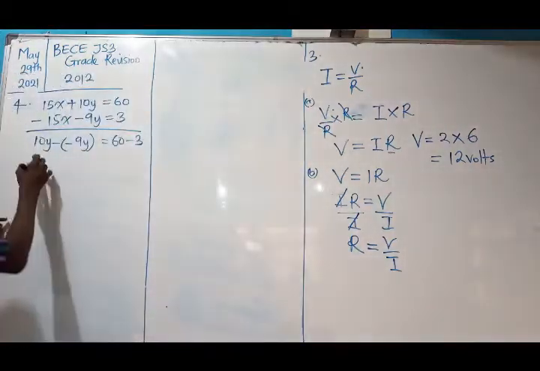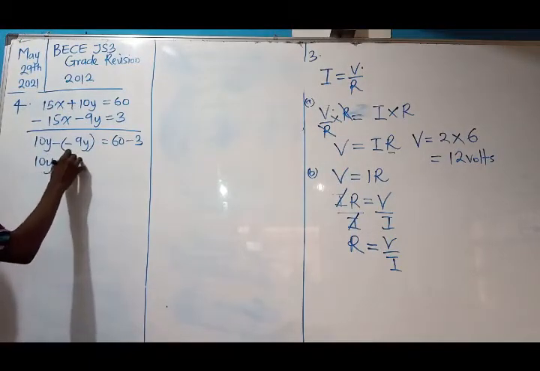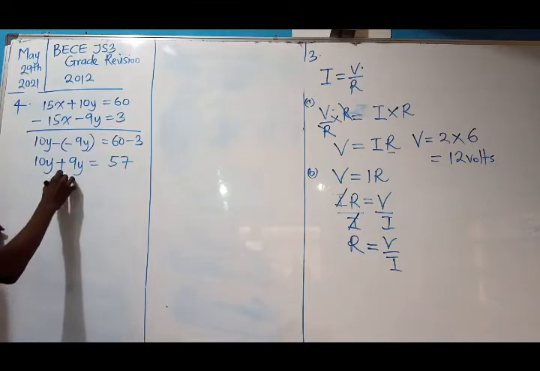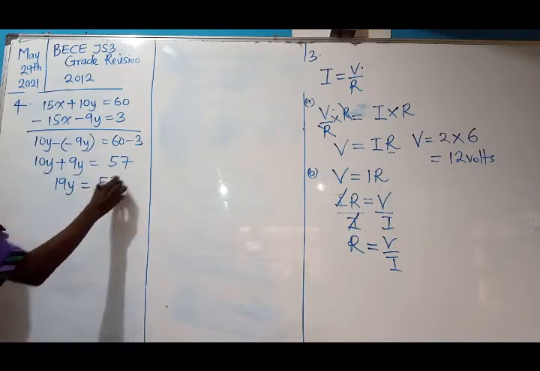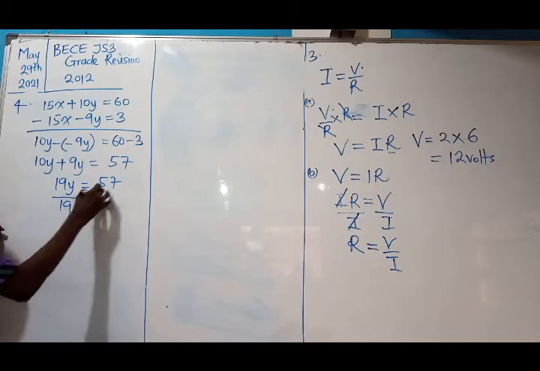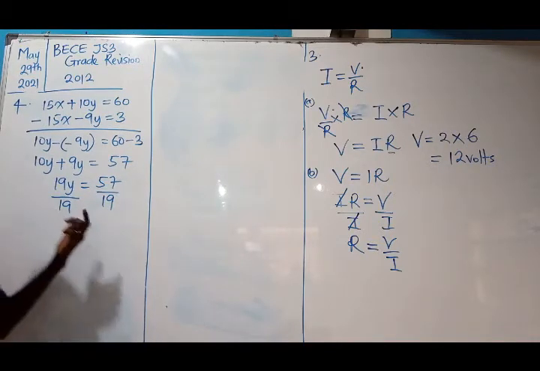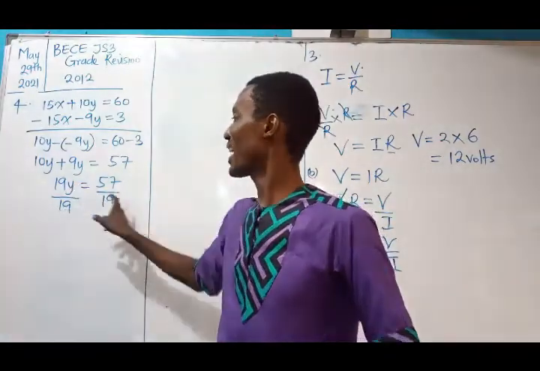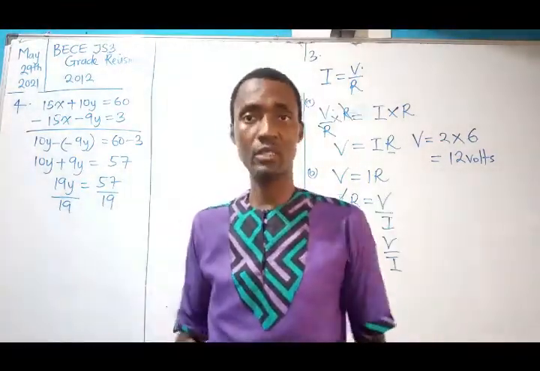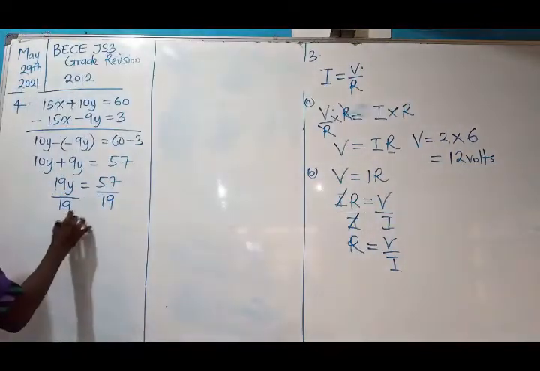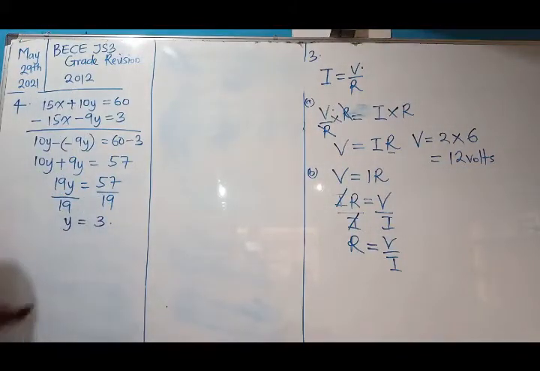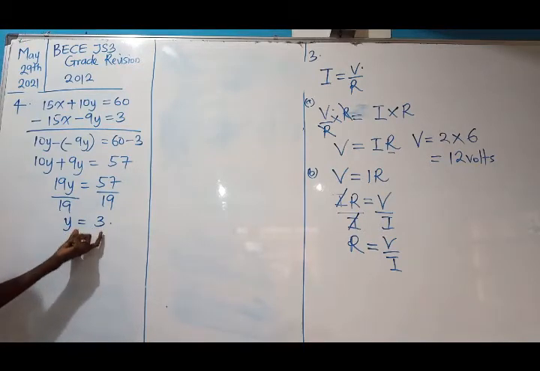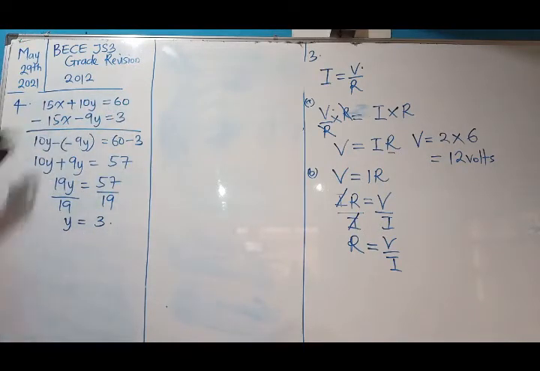So this will now give you 10y plus 9y equal to what? 57. What does this give you? 19y is equal to 57. I divide both sides by the coefficient. Here, your knowledge of multiples needs to be very good, because you know that 19 times 3 will give me what? 57. So this will now be y equal to what? 3. Once you've obtained a value for y, the next thing you do is to make your relevant substitution in any of these equations. So for me, I could pick this one.